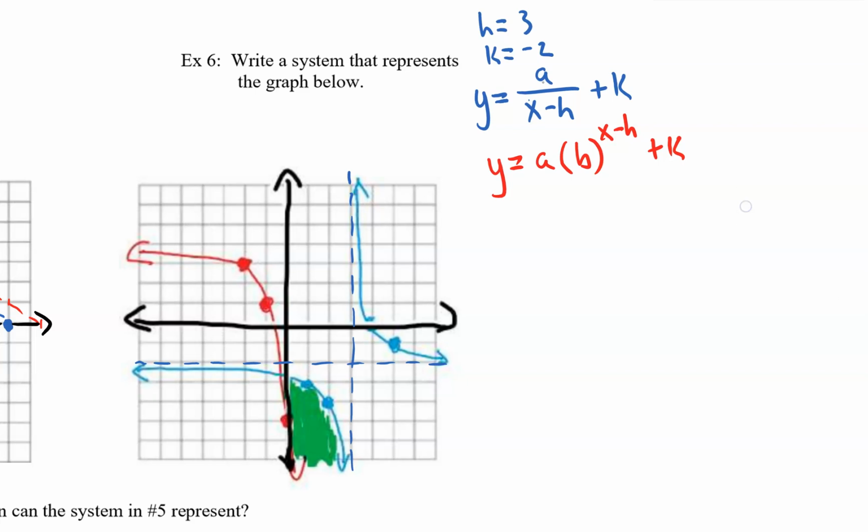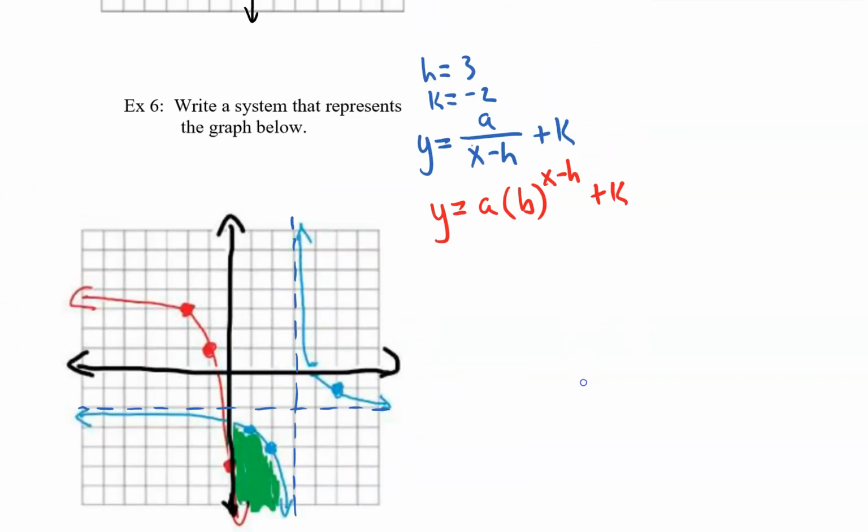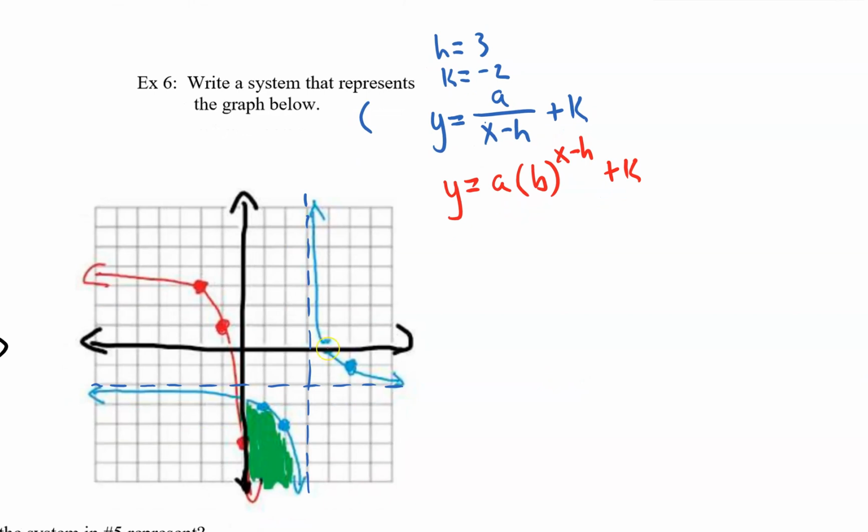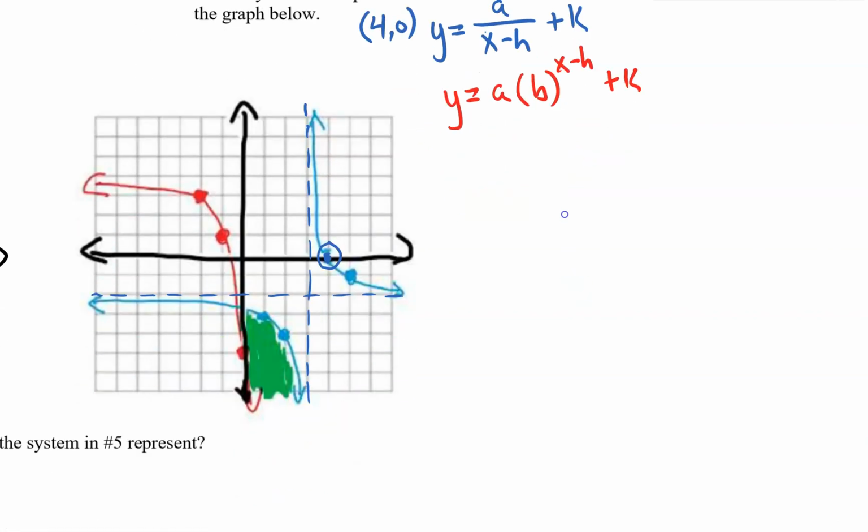I'm going to plug those in. I need to find the a, and how do I find x and y? In order to find a, I got to know x and y. Well, for x and y, pick a point. That's what you would do. I'm just going to pick this one right here. I'm over 1, 2, 3, 4. So 4, 0. Just easy enough to pick that one.